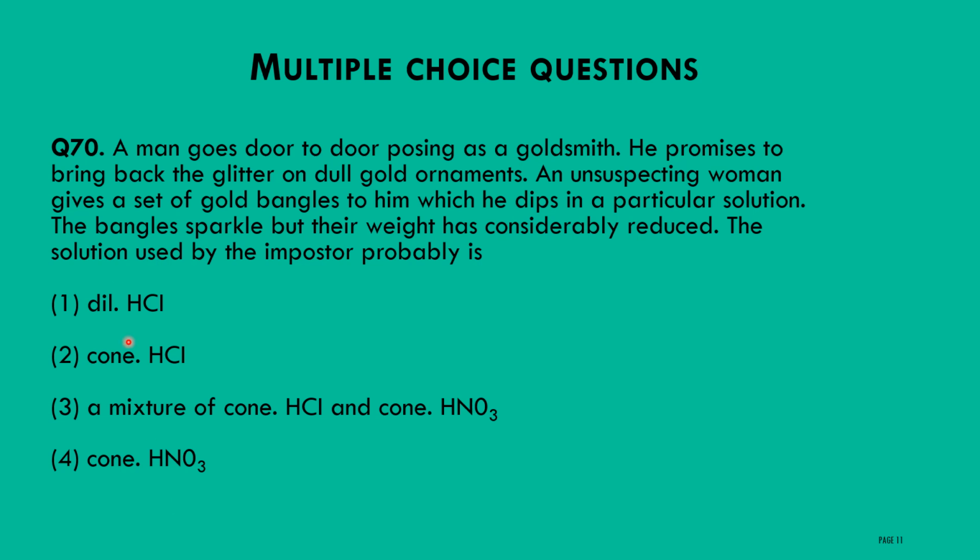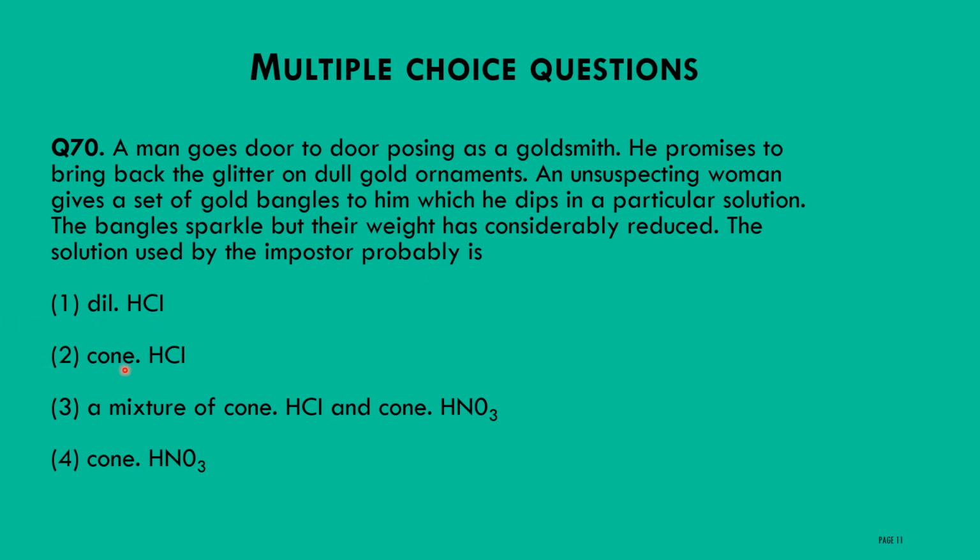Question number 70. A man goes door to door posing as a goldsmith. He promises to bring back the glitter of dull gold ornaments. An unsuspecting woman gives a set of gold bangles to him, which he dips in a particular solution. The bangles sparkle, but their weight has considerably reduced. The solution used by the impostor probably is: first option, dilute hydrochloric acid.